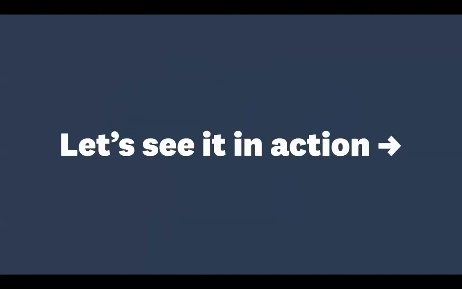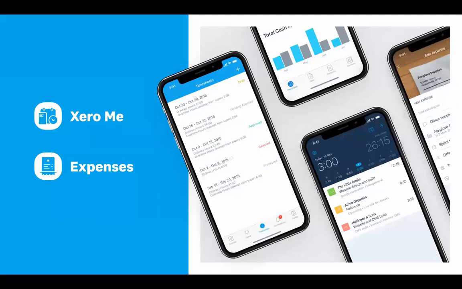So if we have a look at some of our other areas, we also have Xero Me and Expenses, and these are probably less known by our small businesses, but these are areas that you can actually manage from within the app as well. So Xero Me is an employee portal where your employees are able to go in and view their payroll, they're able to view their pay slips, apply for leave, fill out their timesheets and update any of their details as well. So we'll take a look at that.